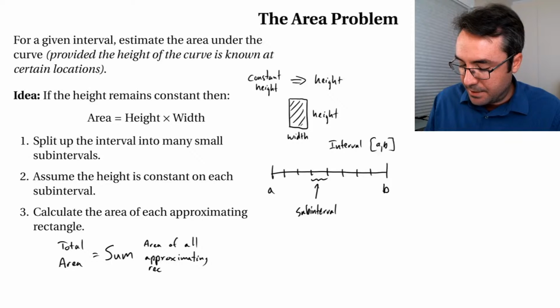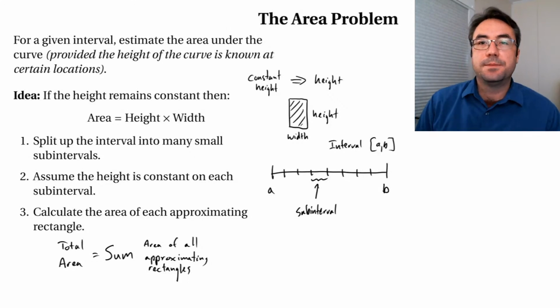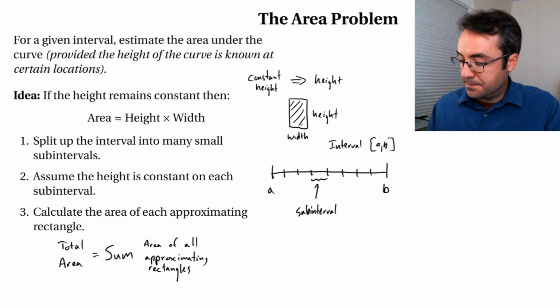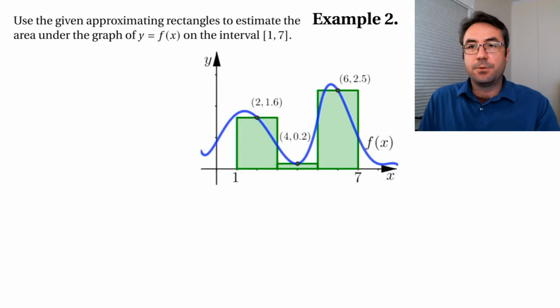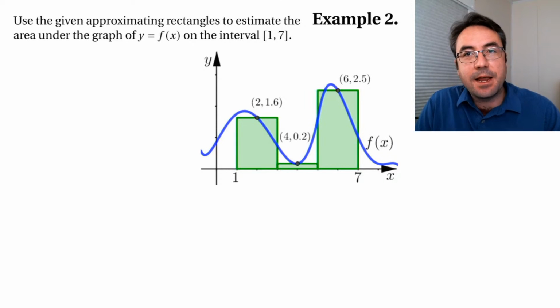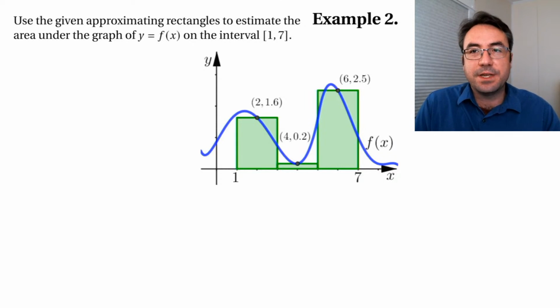And we're going to try this out in an example. So let's see how this looks. Let's go to example 2. We're given the approximating rectangles here, and we're going to use them to estimate the area under the graph of y equals f of x on the interval from 1 to 7.